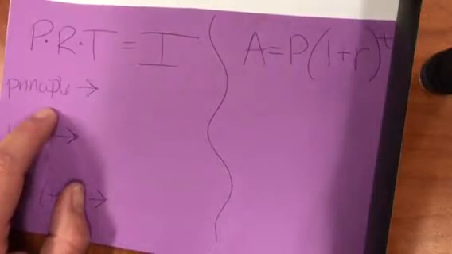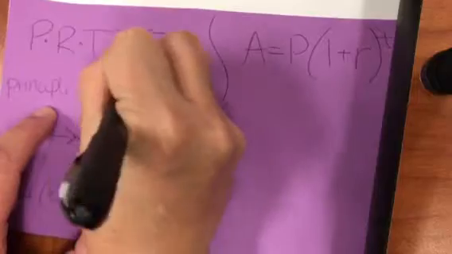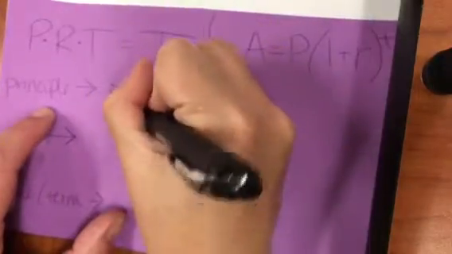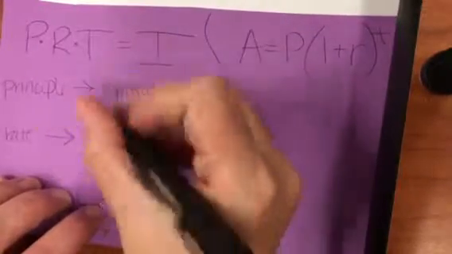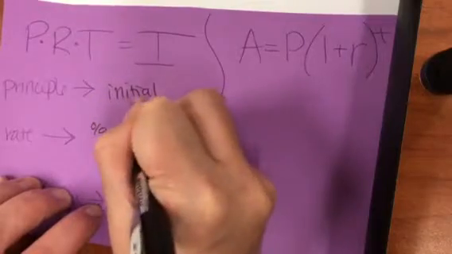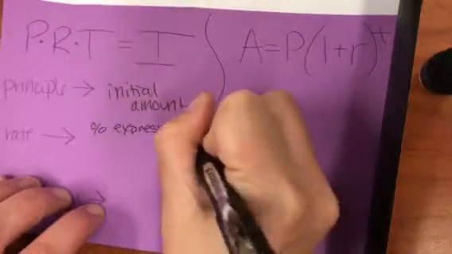Well, P stands for principal. That's the initial amount of money. So if you have $500 you're putting into a bank account, the principal's $500. The rate is the percentage. It's usually written as a percent, but expressed as a decimal. Yes, that's very important.